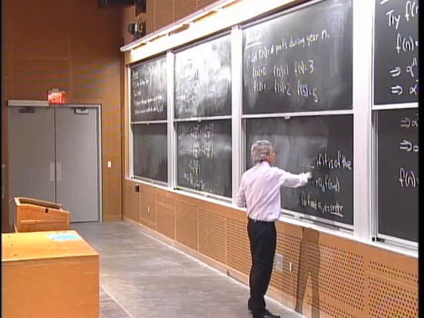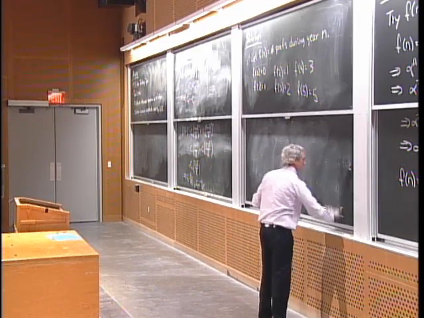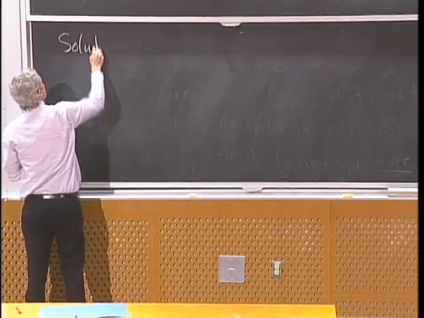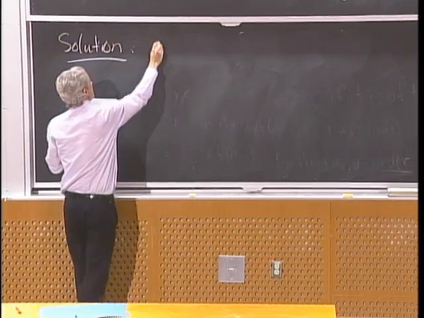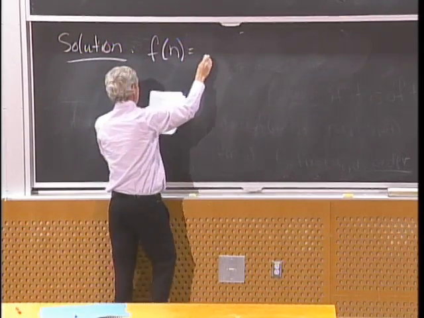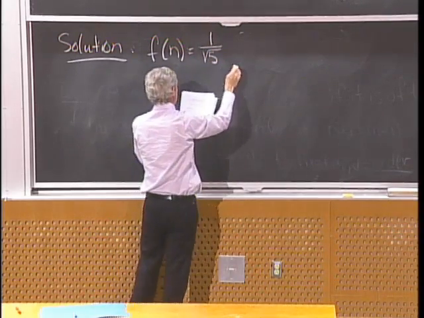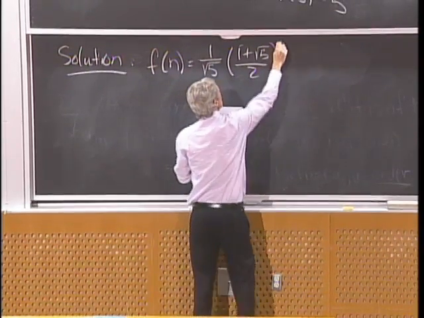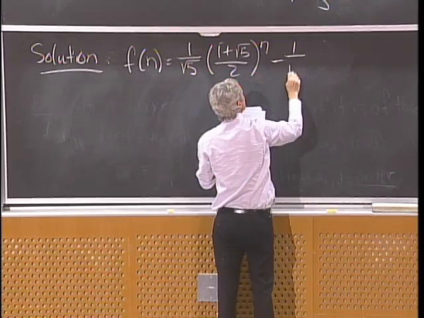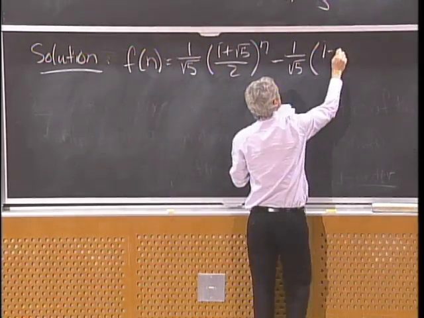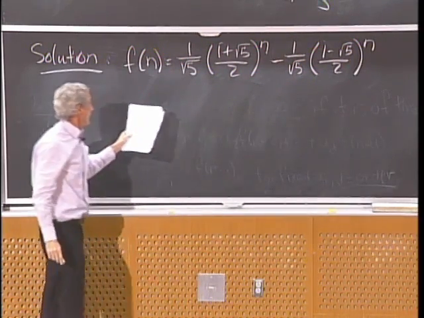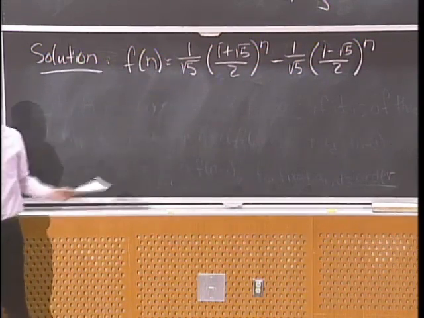Now I can write out the formula for the Fibonacci numbers. All right, so the solution is f of n equals c1, which is 1 over square root of 5, times the nth power of the first root, plus c2, which is minus 1 over square root of 5, times the nth power of the second root. And that is the formula for the nth Fibonacci number.